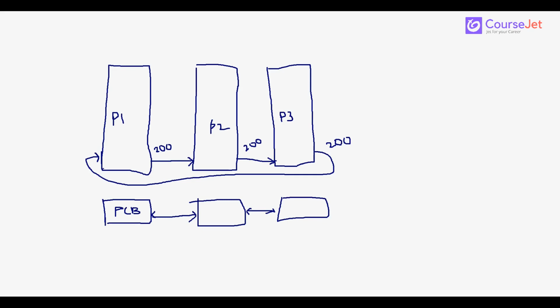Because we are managing this processing, which process should be executed? Who will decide which process should run next? That is done by the scheduler. Now, the scheduler is also a program, or you can say it's an algorithm.